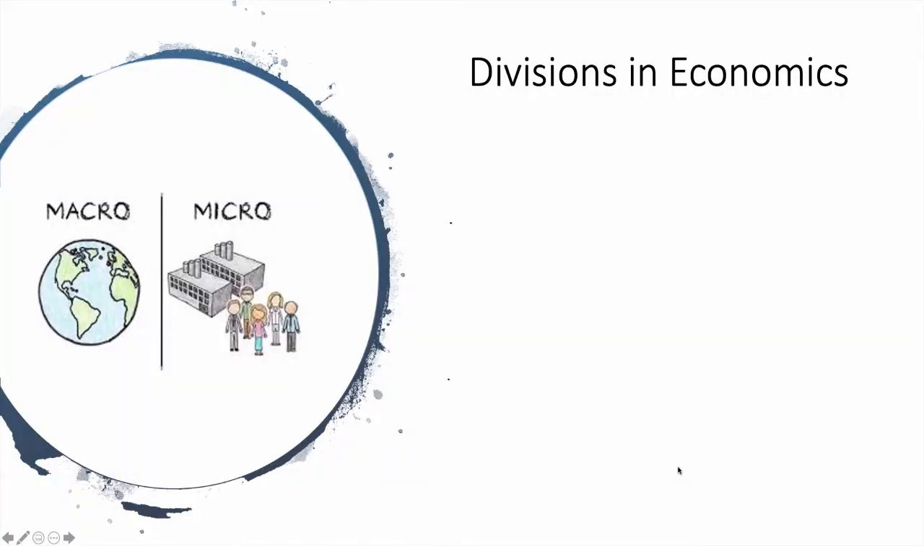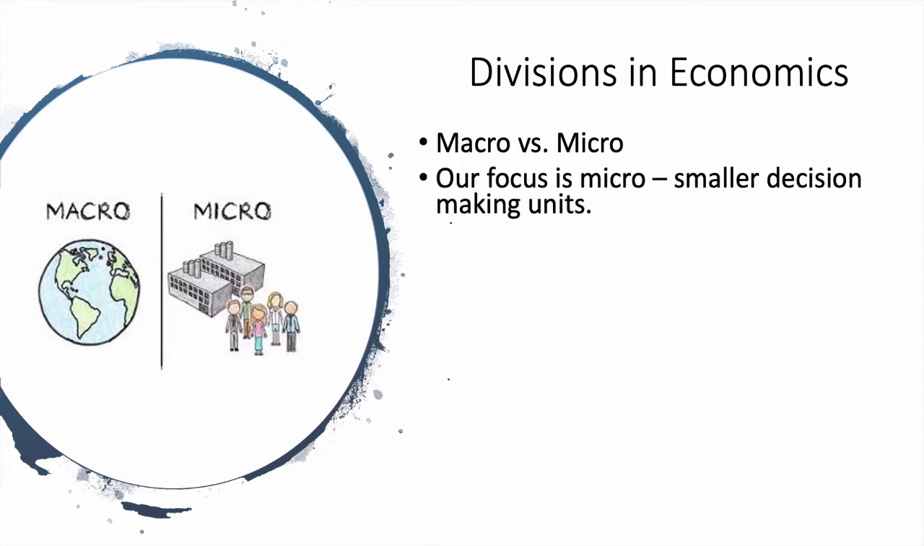Economics can be broken up into a number of different divisions, but the primary way that we divide economics is into two sections that we refer to as micro and macro. These two divisions distinguish the unit of analysis primarily. When we're looking at the micro, and that's what our focus is going to be on the first half of the course, we're looking at the smaller decision-making units. We're looking at firms, we're looking at individuals.